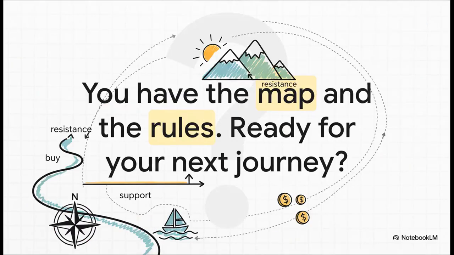So there you have it, support and resistance. It's so much more than just a tool. It's a map to the market psychology. It shows you where the high probability paths are, where the floors are, and where the ceilings are. So now you've got the map, and you've got the rules of the road. The only question left is, are you ready to plan your next journey?